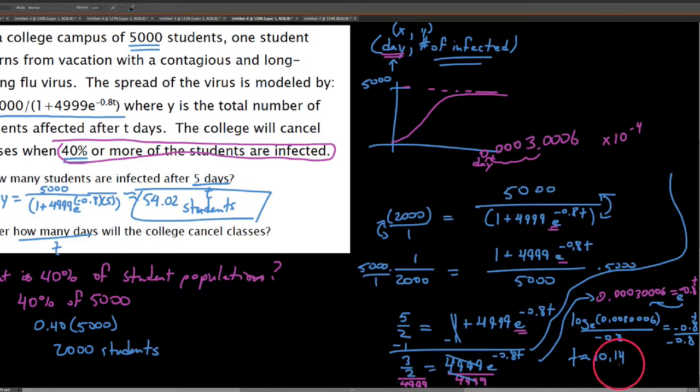And in terms of units of time, this is in days. So we're going to label this in days. So it would take about 10 days before the school is going to shut down the campus, but that's the same as saying it would take about 10 days in terms of the time here for the population to be 2,000.